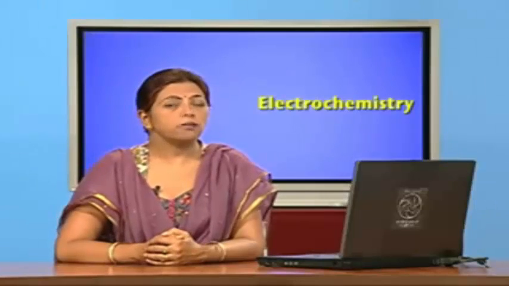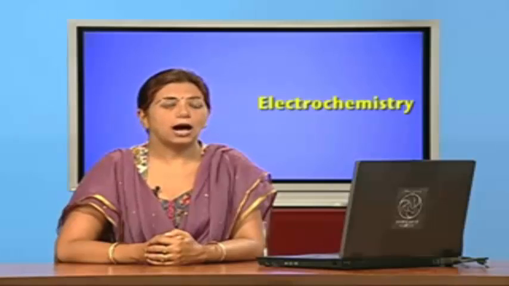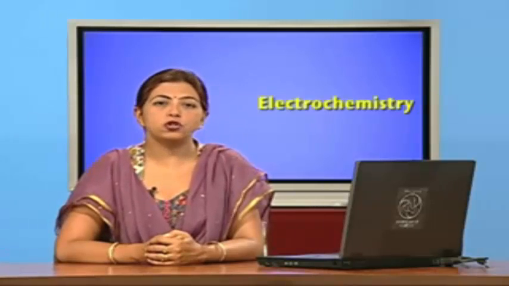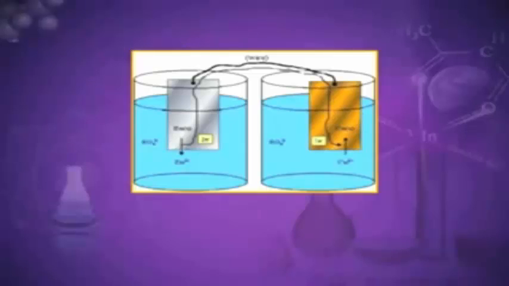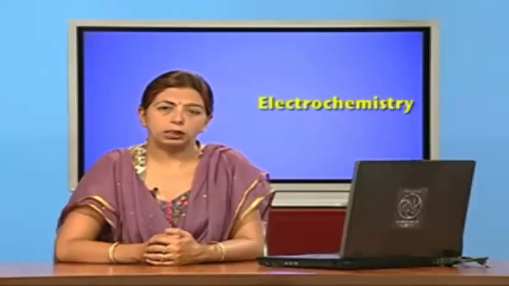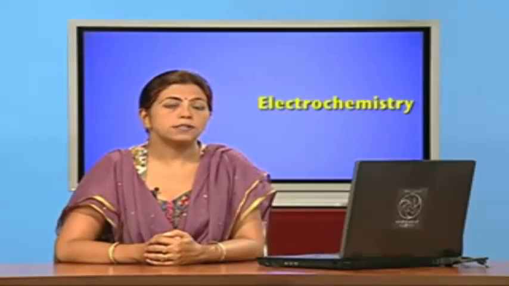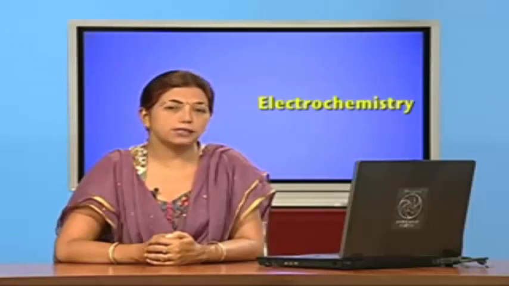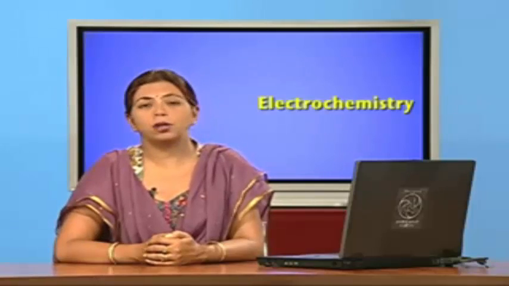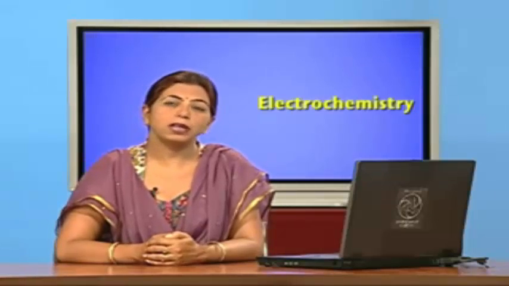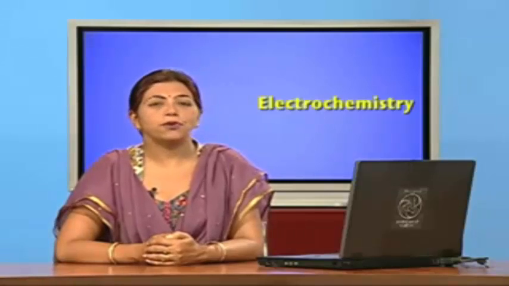Now the zinc will lose the 2 electrons and it will change into Zn2+ ion, and these ions will move into the solution, and those 2 electrons via the wire will go to the copper half cell. There the copper ions, Cu2+ ions, will accept or gain these 2 electrons and they will reduce to copper metal, and these copper metal atoms will get deposited on the copper electrode.